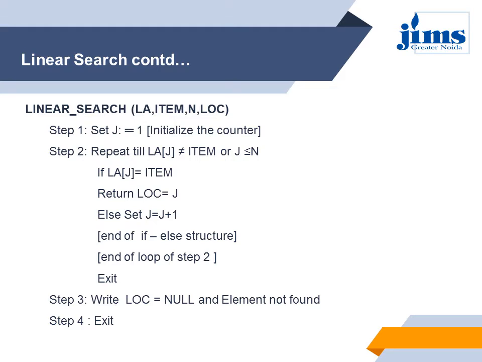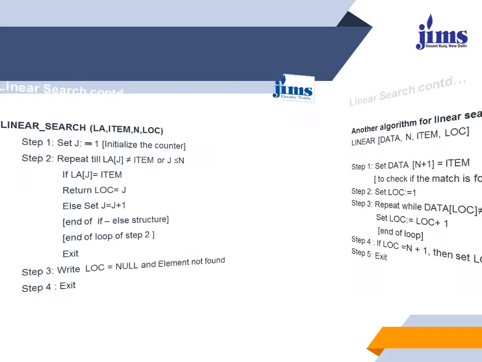If it is equal, then we'll return the location as j, else we will increment the value of j by 1. This will end the if else structure, and then we'll end the loop of step 2, and then we'll exit. If the element is not found, then we'll simply write the location is null and that the element is not found in the list. Then we'll exit.